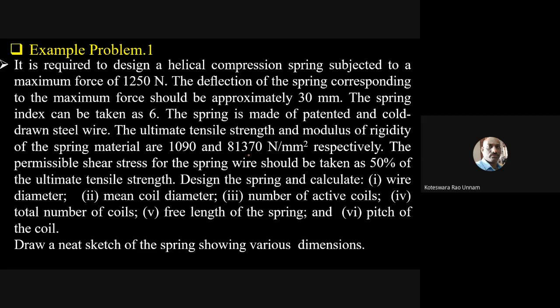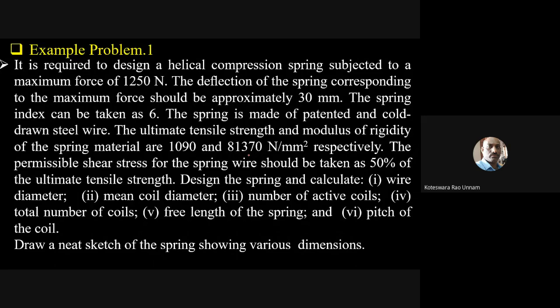I'll read the problem. It is required to design a helical compression spring subjected to a maximum force of 1250 newtons. The deflection of the spring corresponding to the maximum force should be approximately 30 mm. The spring index can be taken as 6. The spring is made of patented and cold drawn steel wire. The ultimate tensile strength and modulus of rigidity of the spring material are 1090 and 81,370 N/mm² respectively. The permissible shear stress for the spring wire should be taken as 50% of the ultimate tensile strength.